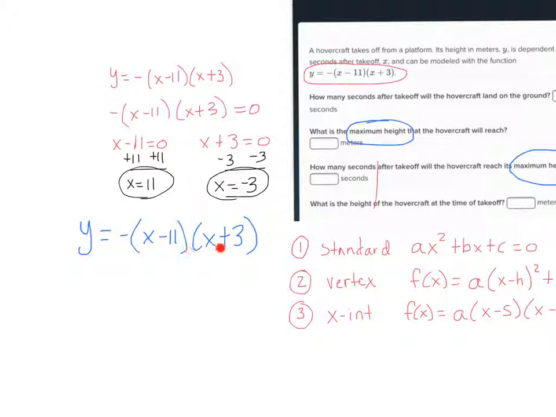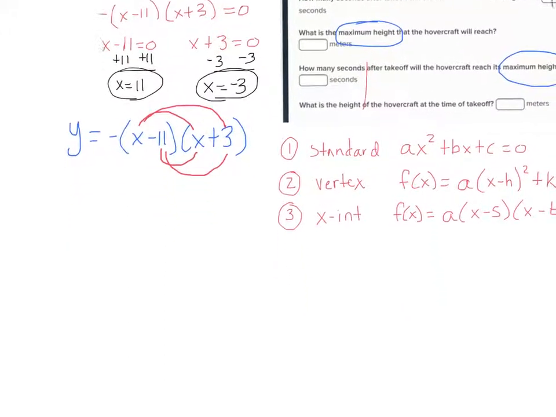And so in order for me to convert this into standard form, I need to FOIL it. FOIL means multiply this x times both and multiply this negative 11 times both. When you multiply two binomials, we call it FOIL. But really all we're doing is distributing the x and the negative 11. Okay, so all of you go ahead and FOIL it. Okay, so let's FOIL it together.